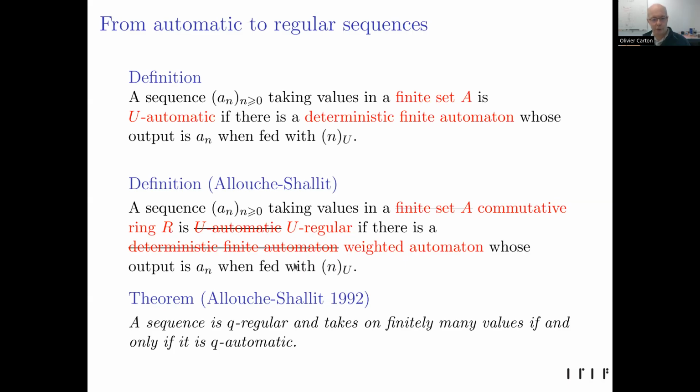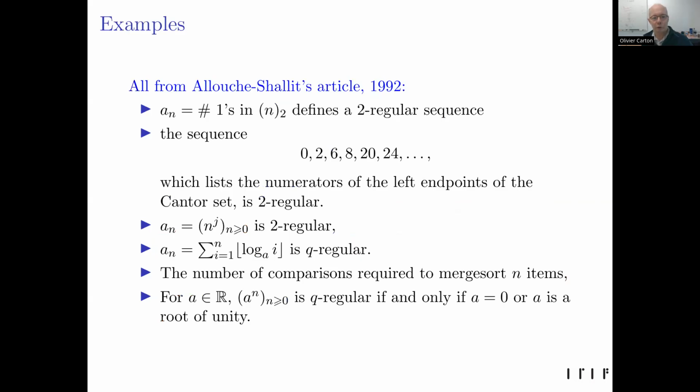And actually, this is really the right extension of the definition of automaticity: a sequence which is Q-regular and also takes finitely many values is actually Q-automatic, and the converse is straightforward. So we have this notion of U-regular. Before explaining what a weighted automaton is, I will give you some examples of regular sequences. Here I will take Q equals 2. So here are a few examples of 2-regular sequences.